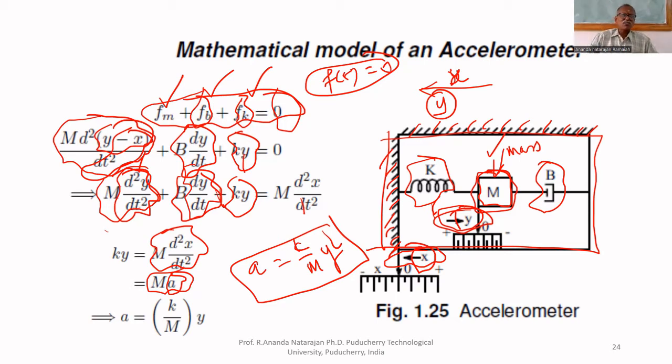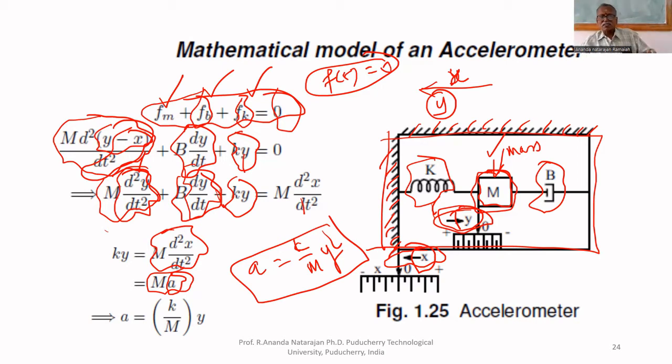What is constant acceleration? If acceleration is constant, there is no change in velocity. It remains constant. Acceleration is constant means d square y by dt square is 0. Why d square y by dt square? Y is a function of acceleration. There is no change in acceleration. That's why d square y by dt square is 0. Similarly, dy by dt, that is also a function of y. Y is a function of acceleration. There is no change in acceleration. That's why dy by dt is also 0.